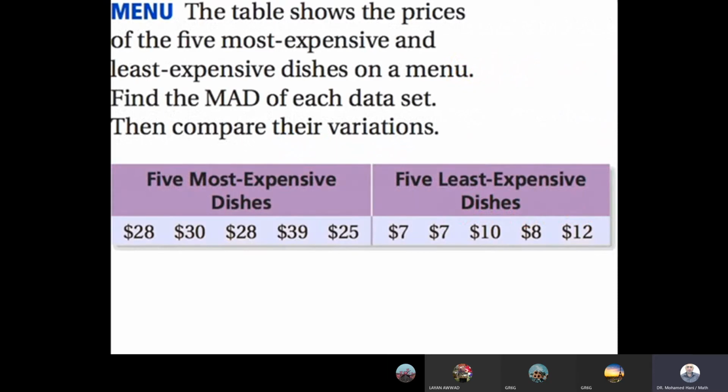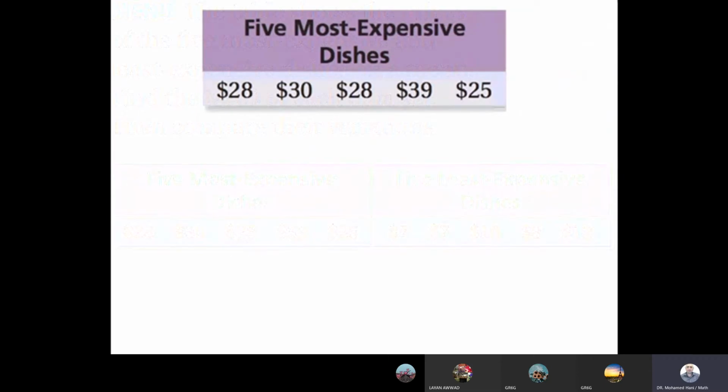So we have a table that's representing the prices of the 5 most expensive and the 5 least expensive dishes on a menu. Again, mean absolute deviation is going to be the average distance between each data value and the mean. Let's start with the 5 most expensive dishes. So we saw from before that the very first thing that we're going to do is find the mean.